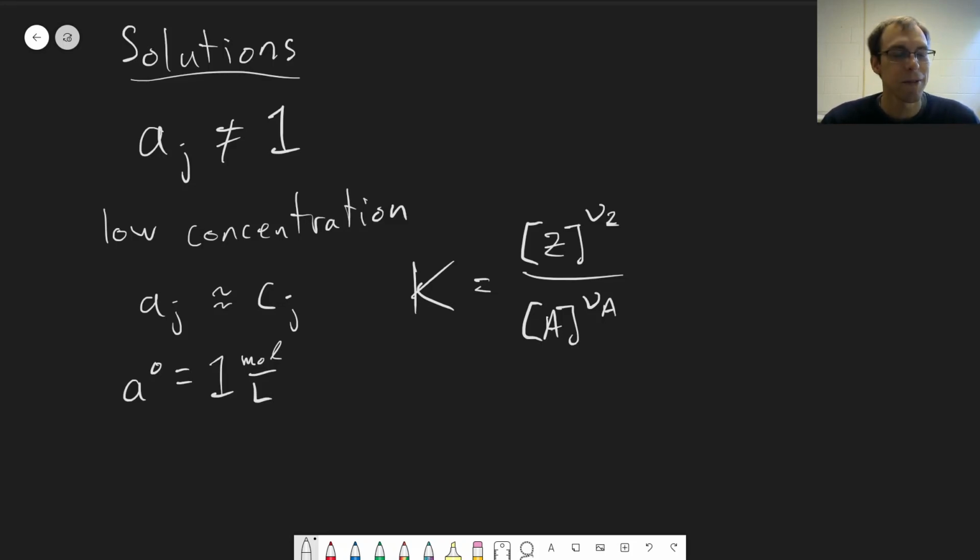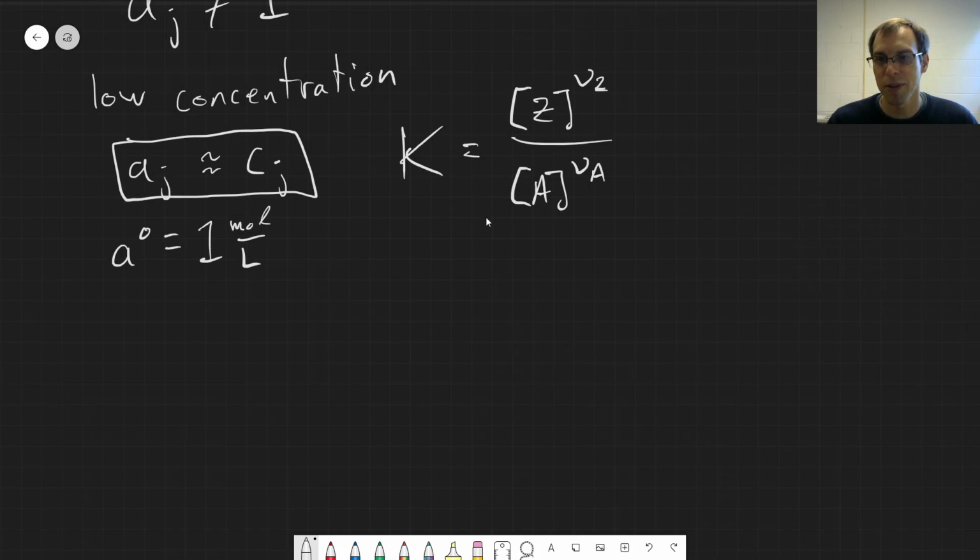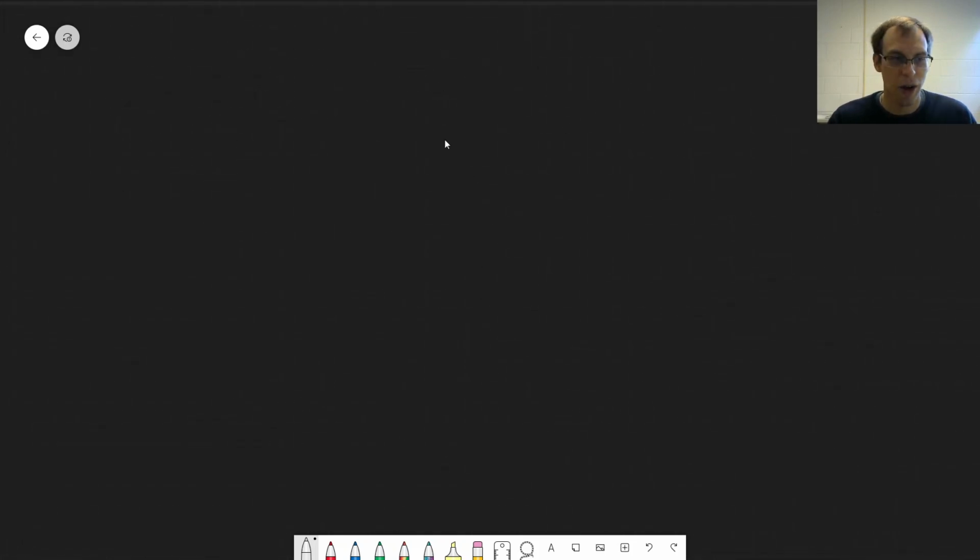Now, sometimes activity coefficients are necessary, though. Just like we talked about with the fugacities, sometimes you need to use activity instead of concentration, because this approximation breaks down, in particular when you get to higher concentrations or high ionic strength solutions, where the activity and the concentration diverge pretty significantly.